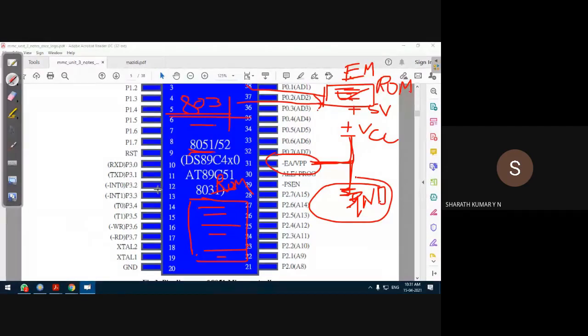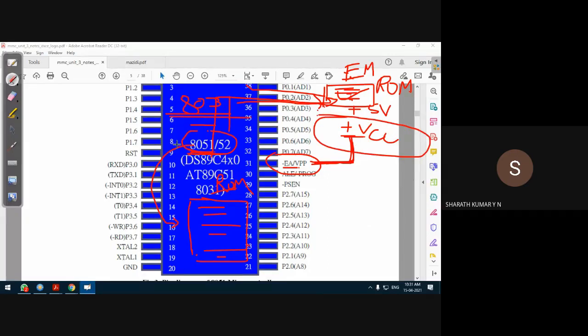Okay. In that case, if this pin is connected to ground, the 8051 is forced to access the external ROM space, whereas if this external access pin is connected to VCC, the 8051 microcontroller is forced to access the internal ROM space. Very simple. What is the default condition? Most of the 8051 microcontrollers come readily available with the external access pin connected to VCC by default. There is no question of connecting it to ground. It is by default connected to VCC.